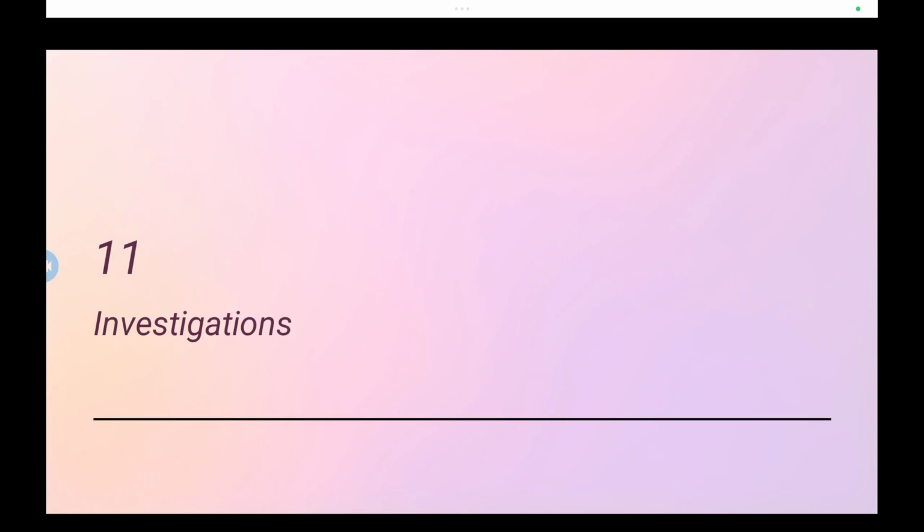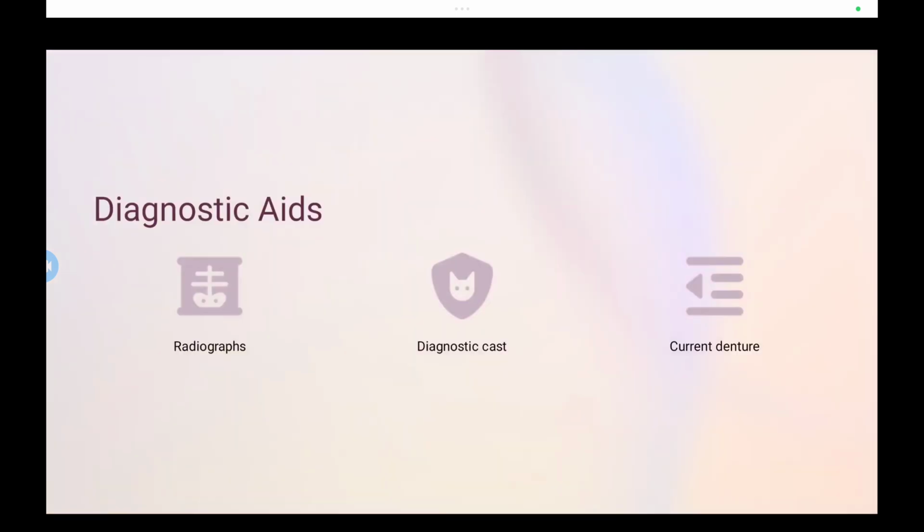Now we will discuss the investigations. Investigations involve radiographic investigation, diagnostic cast, and current denture. The diagnostic cast involves evaluation of anatomic relationships in absence of the patient, arc size and asymmetry if any, articulator mounted cast, jaw relationship, interarch relationship; undercuts can be seen on the diagnostic cast. Existing or current dentures involve careful observation, reveal denture experience, denture care, parafunctional habits such as bruxism.